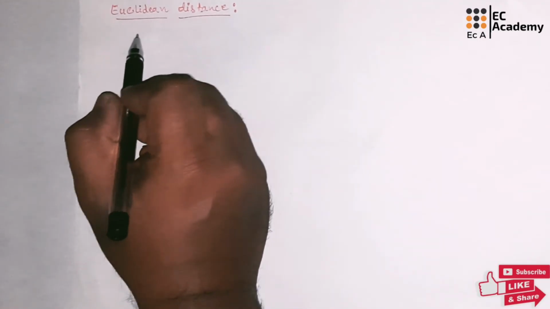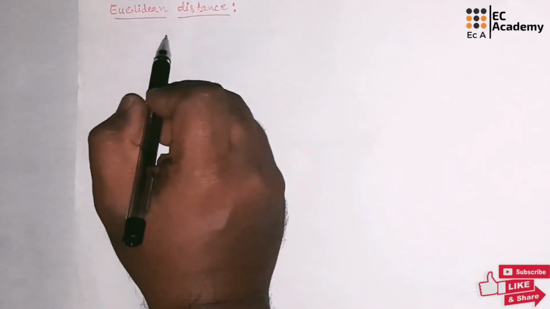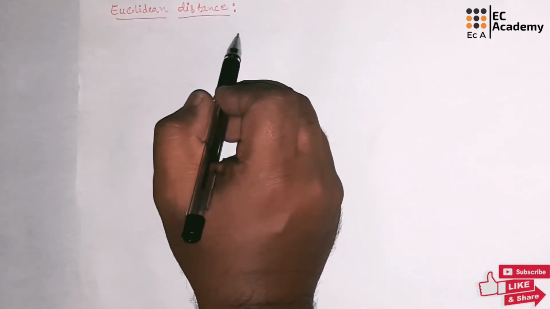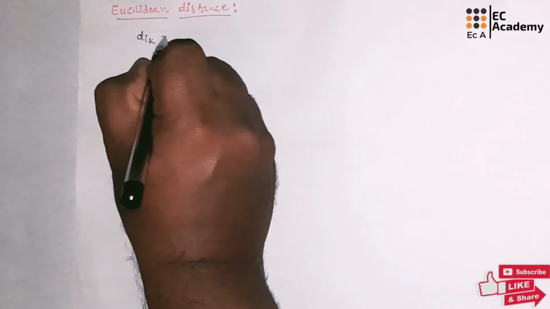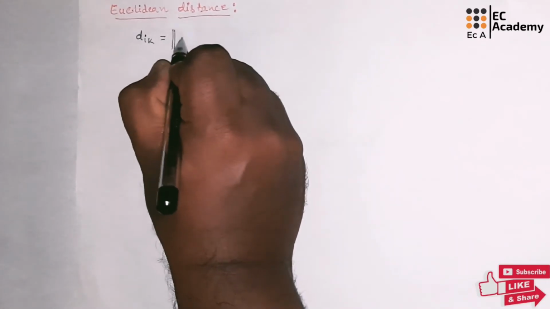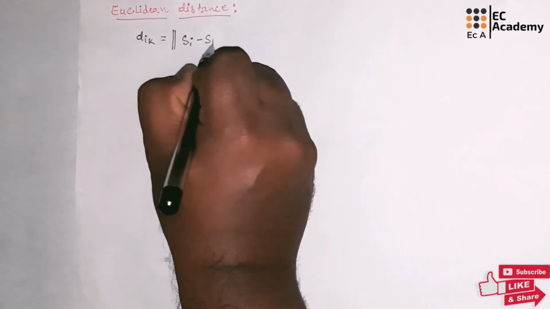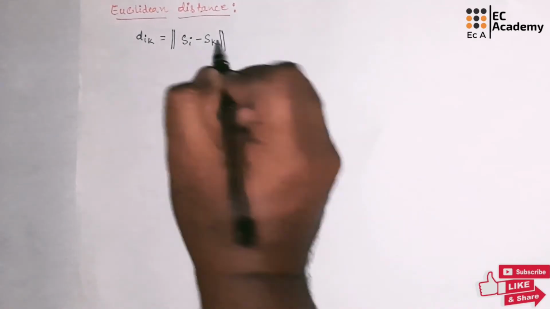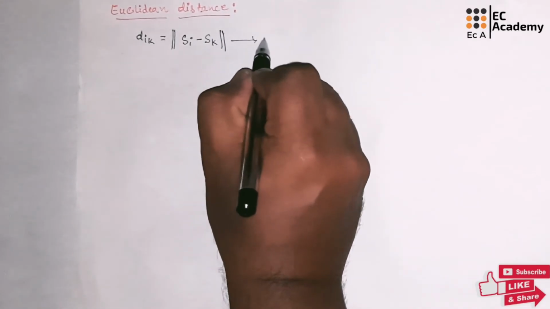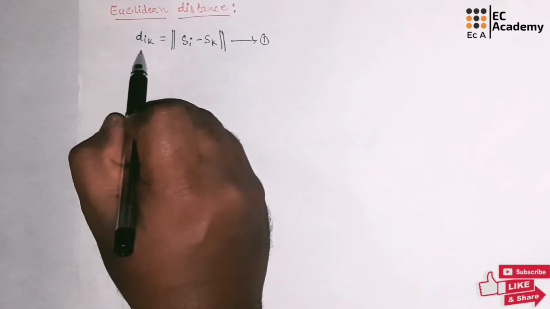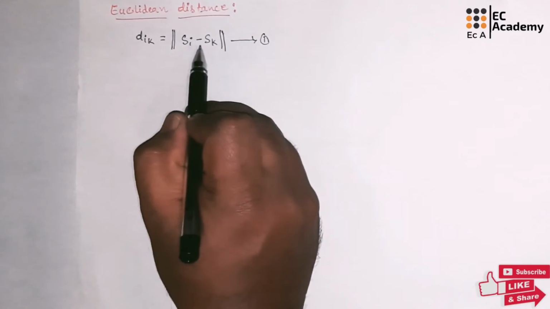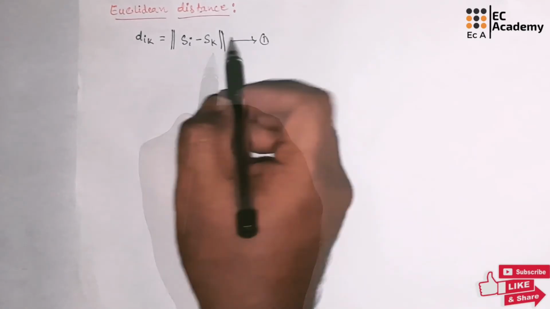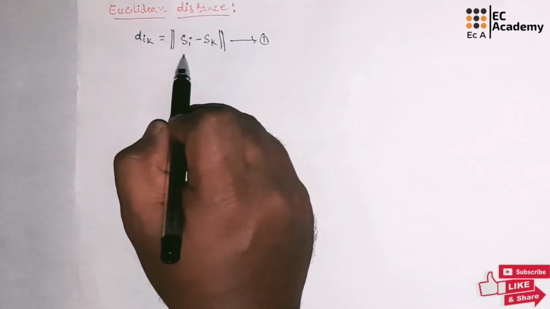Now let us understand Euclidean distance. The Euclidean distance between two signal vectors can be given as dik is equal to norm of Si minus Sk. Let us call this equation number 1. Here dik is the distance between Si and Sk. So dik represents the Euclidean distance between Si and Sk.